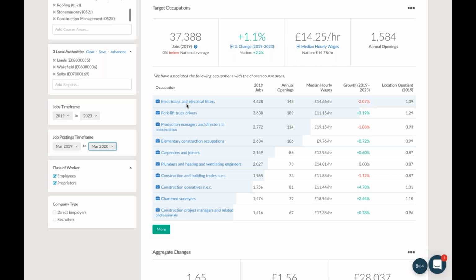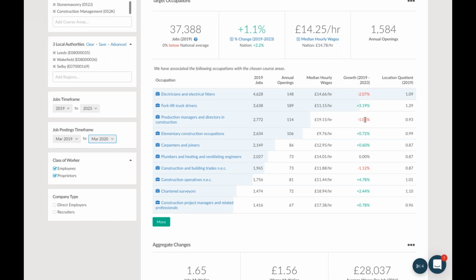So we can see here that electricians and electrical fitters, whilst there's still going to be a really good number of jobs, that's actually starting to decline over that period. Forklift truck drivers is going to be good growth for 3.9%. And then you see some different examples there, red, green, and so on. So the green are always going to be relatively positive, some growth in there. The percentage can be a little misleading because whilst it's red, you might look at that and think, panic stations, actually, there's still going to be a good number of jobs there for production managers.